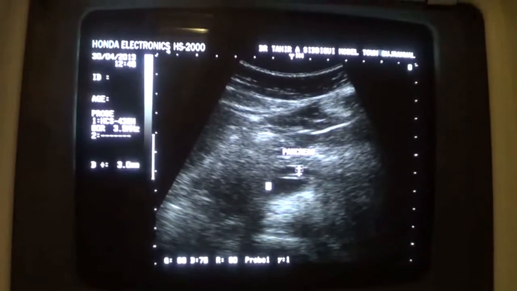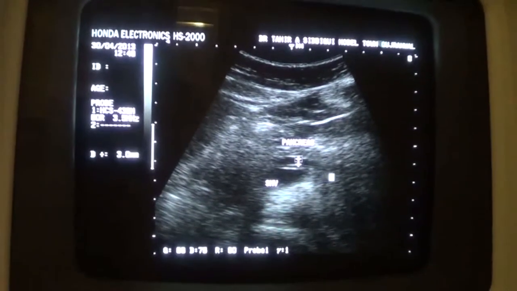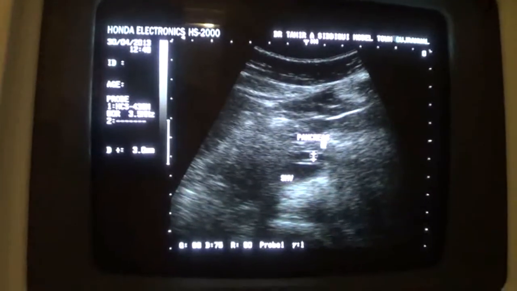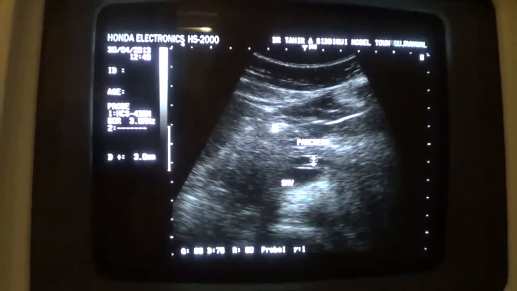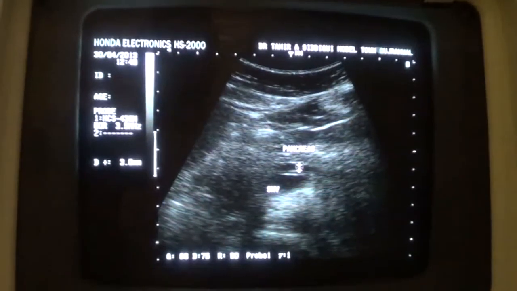This is the superior mesenteric vein. This will be the splenic vein, the landmark for the identification of the pancreas. This is the duodenal, these are the duodenal gas shadows. This is the liver angle.